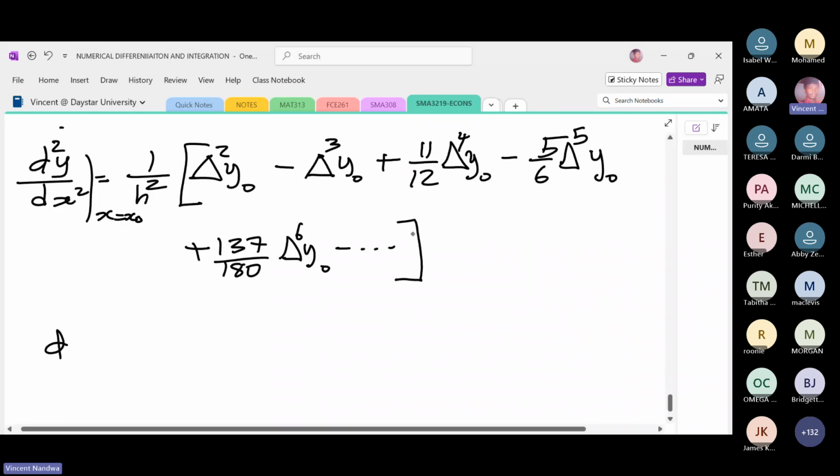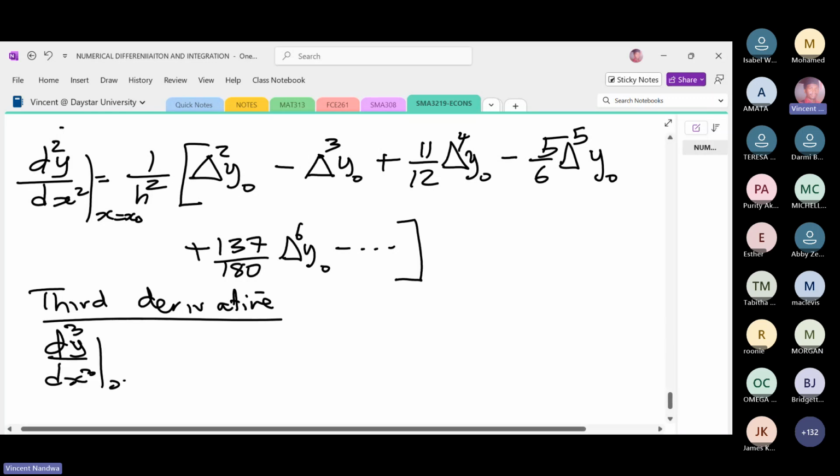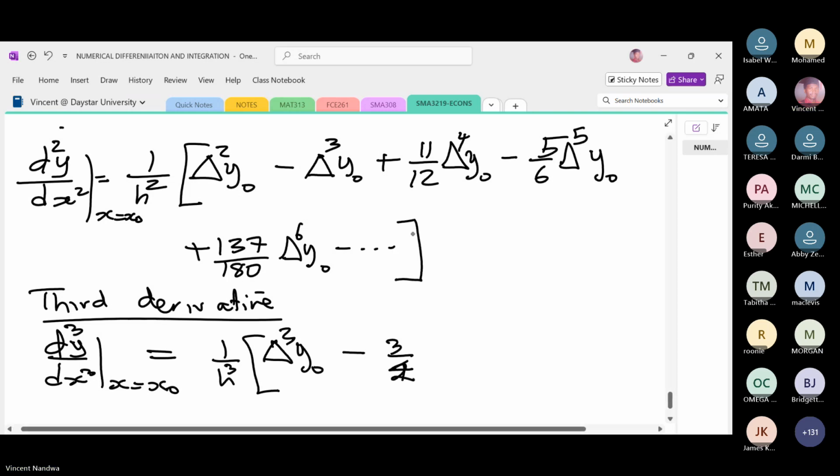And then the third derivative: d cubed y over dx cubed at x equals x naught will be 1 over h cubed into the third forward difference of y naught minus 3 over 2 fourth forward difference of y naught, then plus other several terms. This should be third, not second.